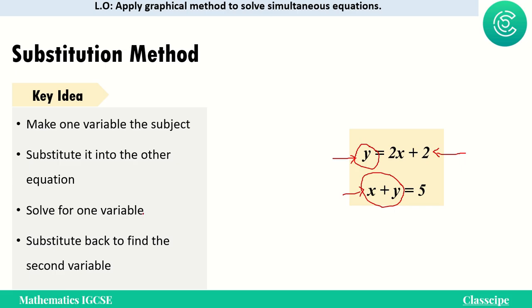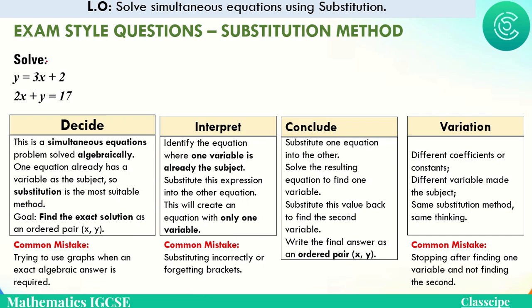Finally, once we find one variable, we will put the value of that one variable into the other equation to find the second variable. Very easy method. We will understand it completely after solving the example. Now, this is the question. Now, in exam style questions, how will you decide whether to use elimination or substitution method? This is a good question. So, the decision is very easy if you understand this point.